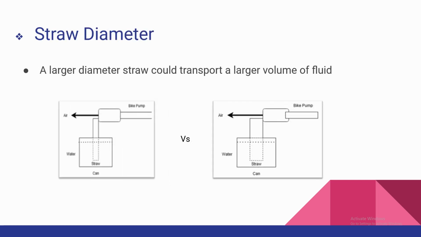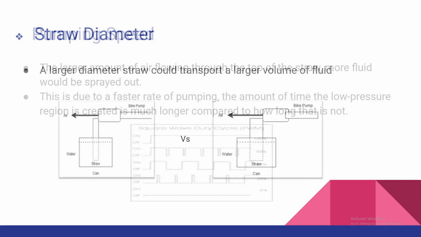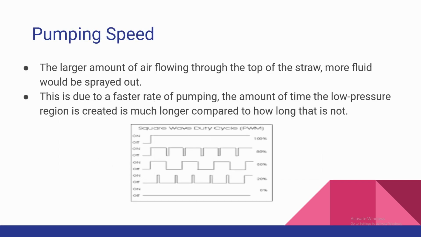The second is straw diameter. A larger diameter straw can transport a larger volume of fluid. That means it would be beneficial for the volume of spray to use a larger diameter straw. Okay, the last is pumping speed. The larger the amount of air flowing through the top of the straw, the more fluid will be sprayed out. This is due to faster pumping. The amount of time the low pressure region is present is much longer compared to how long there is not.